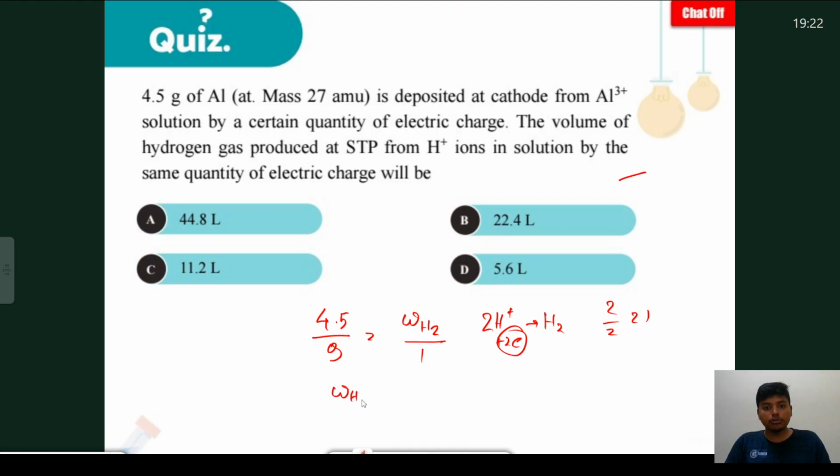So W of H2 will be half. Half gram of hydrogen gas means how many moles of hydrogen gas? 1 by 4 mole of hydrogen gas. So 1 by 4 into 22.4, so again 5.6 liter. Clear?